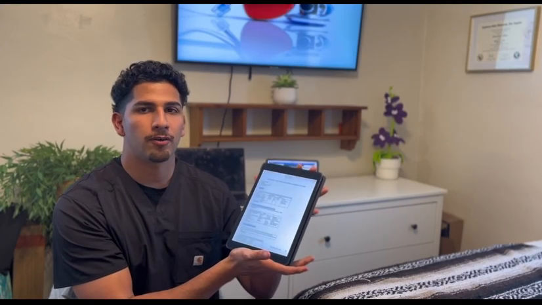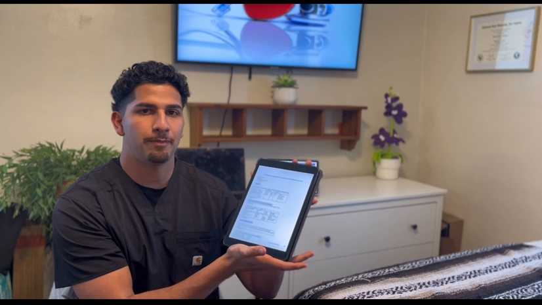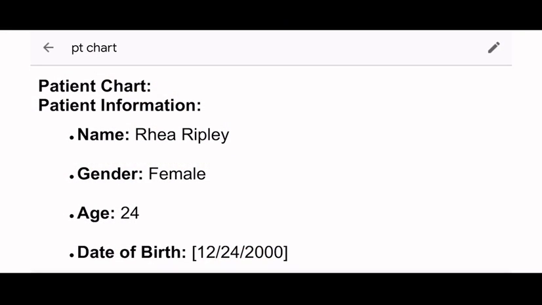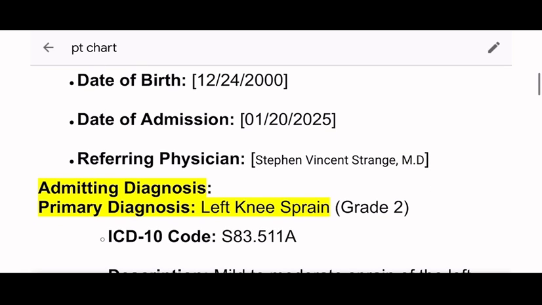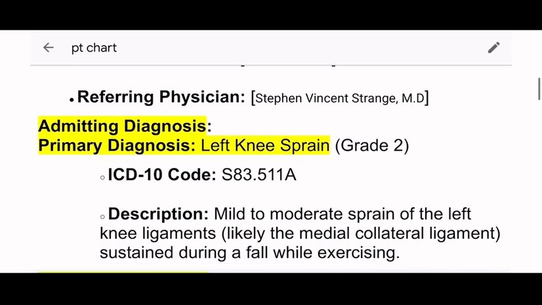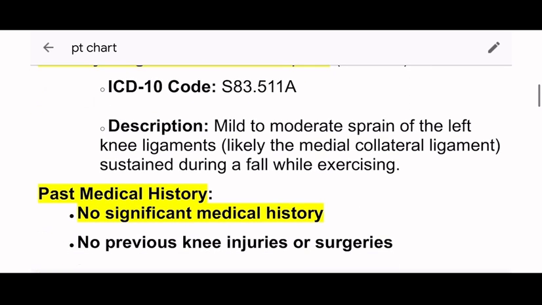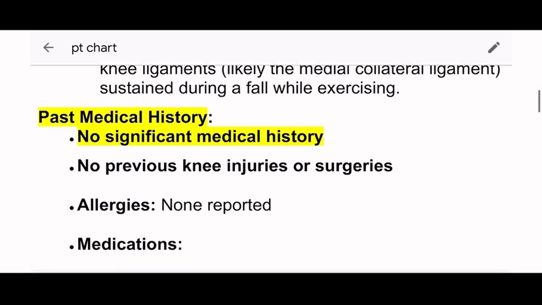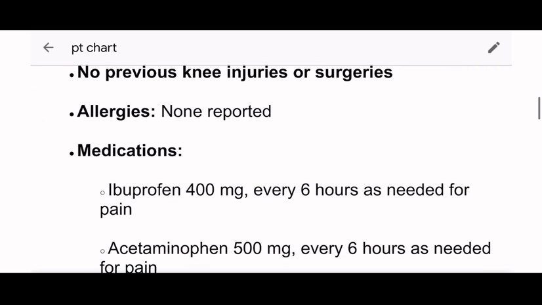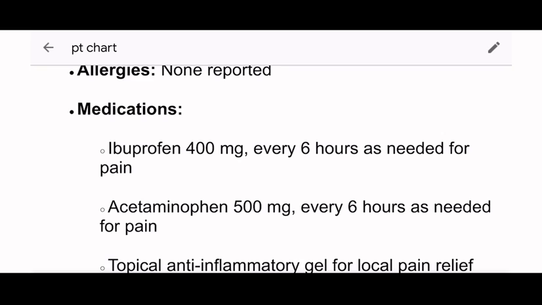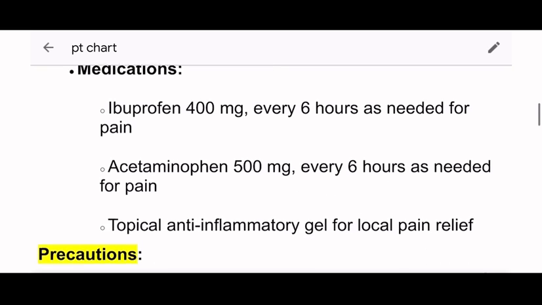Let's quickly go over what we need to know before we walk into the patient's room. Using your initial eval sheet, pause the video to jot down crucial information. We need to review the patient's medical chart. Look for their admitting diagnosis, precautions, and past medical history. This information helps us understand why they're here and what to keep in mind during our evaluation. For example, if a patient has weight-bearing precautions, we need to make sure all our activities follow those guidelines.